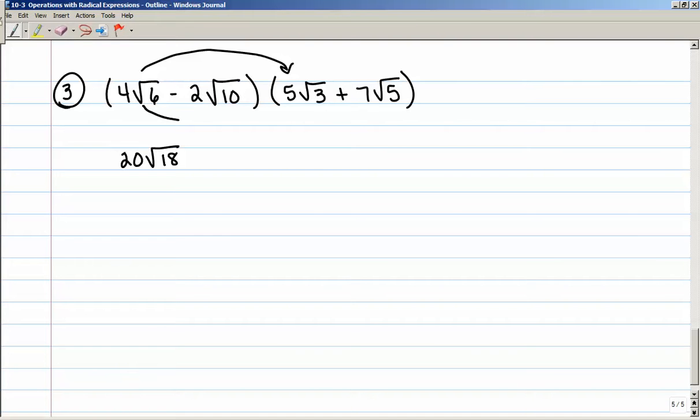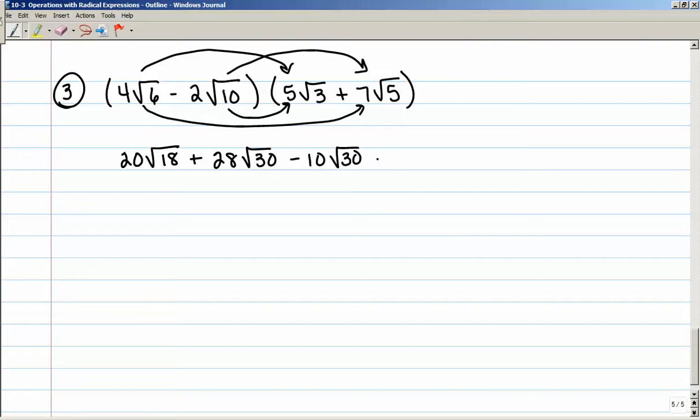Multiplying my outer is going to give me a positive 28 square root of 30. Multiplying my inner is going to give me a negative 10 square root of 30, because negative 2 times 5 gives me the negative 10. And then doing my last is going to give me a negative 14 square root of 50. Now, clearly I have two radicands that are the same. That's fine. Let's see if we can simplify these a little bit further.